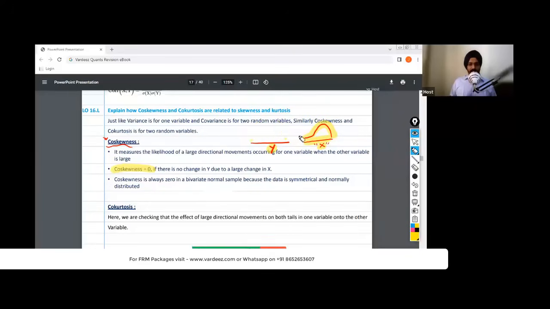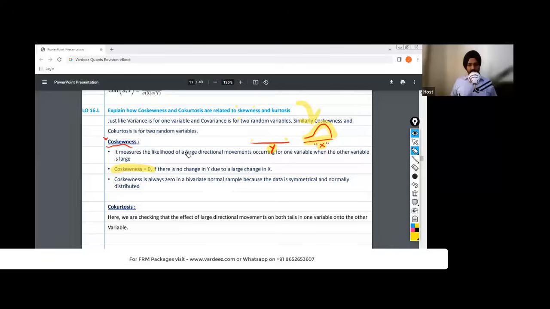But if the data for X, let's say TCS, is skewed, and for IBM is also skewed, then we say that yes, the co-skewness is there. If this is skewed, then this is also skewed. We can say that yes, there is a co-skewness. But if there is no change to IBM because of TCS, we say that there is no co-skewness. So that's the overall thought process that you need to have for co-skewness.